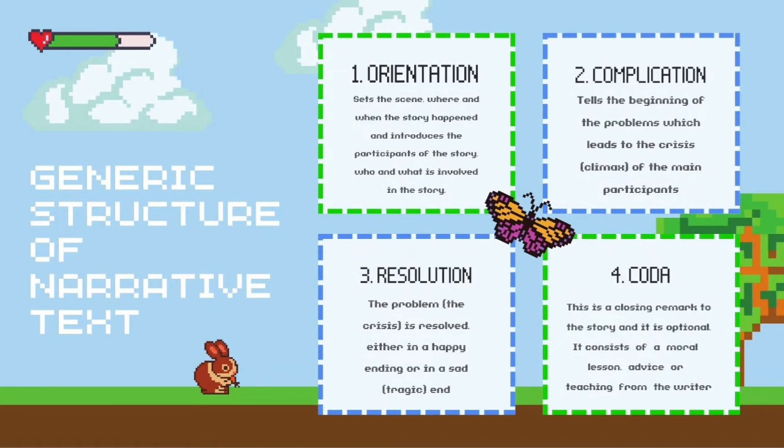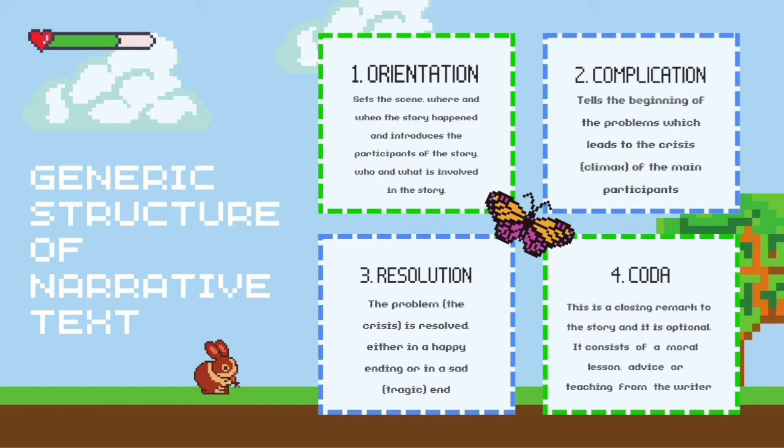Now I'm going to explain the generic structure of narrative text. The first one is orientation. Set the scene where and when the story happened and introduce the participants of the story, and then who and what is involved in the story.